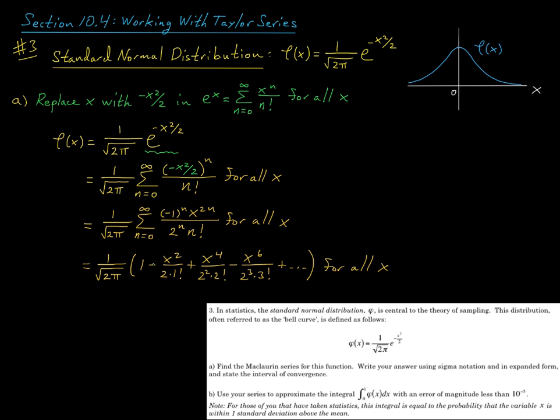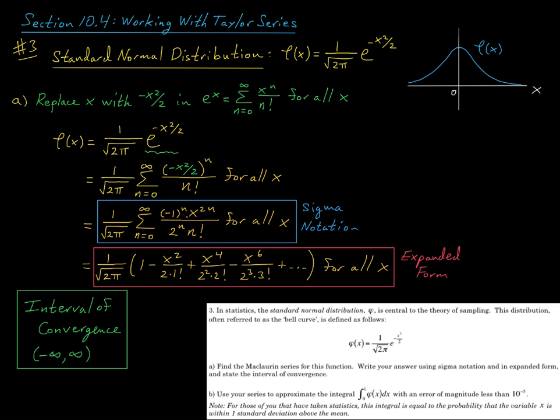When n is 1, we get minus x squared over 2 times 1 factorial. That's right here. When n is 2, we get plus x to the 4th over 2 squared times 2 factorial. That's right here. And then a negative x to the 6th over 2 cubed times 3 factorial, and so on and so forth. All right, so in conclusion here, we have the Maclaurin series for phi of x written in sigma notation, and here it is in expanded form, and the interval of convergence is from negative infinity to infinity. All right, cool. So now let's go on to part B.